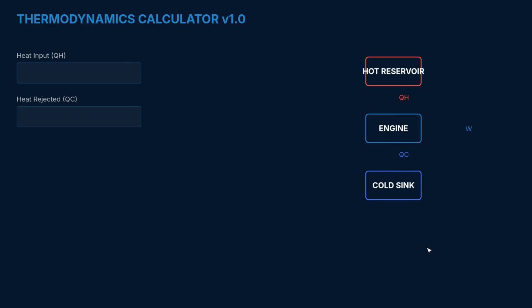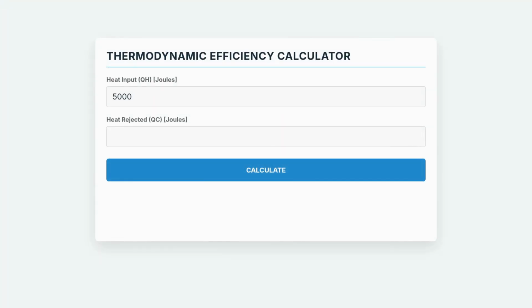I'll enter 5,000 joules for heat input QH and 3,200 joules for heat rejected QC. After clicking Calculate, the calculator determines the efficiency by computing the ratio of work output to heat input.